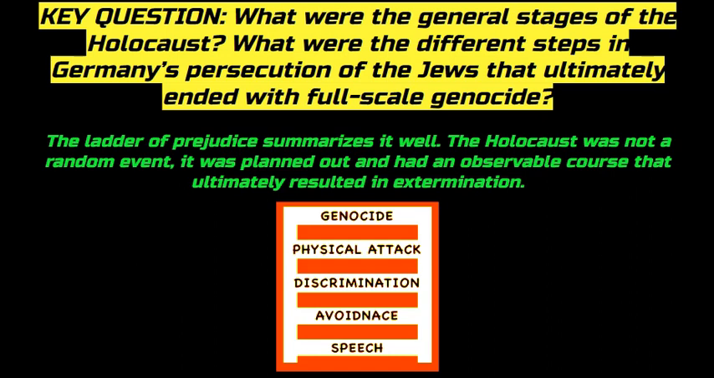What were the general stages of the Holocaust? What were the different steps in Germany's persecution of the Jews that ultimately ended with full-scale genocide? Well, the ladder of prejudice, which you all talked about in English, summarizes it pretty well. The Holocaust was not a random event, it was planned out and had an observable course that ultimately resulted in extermination.